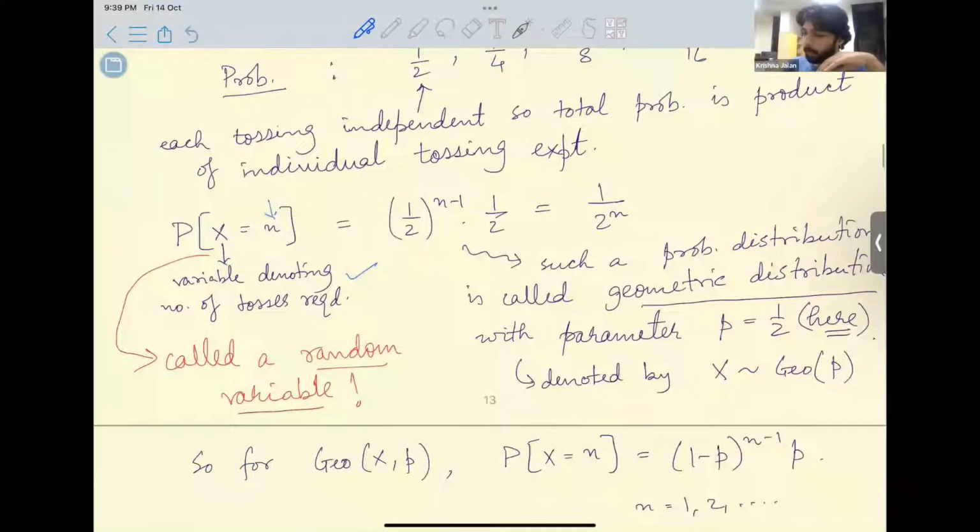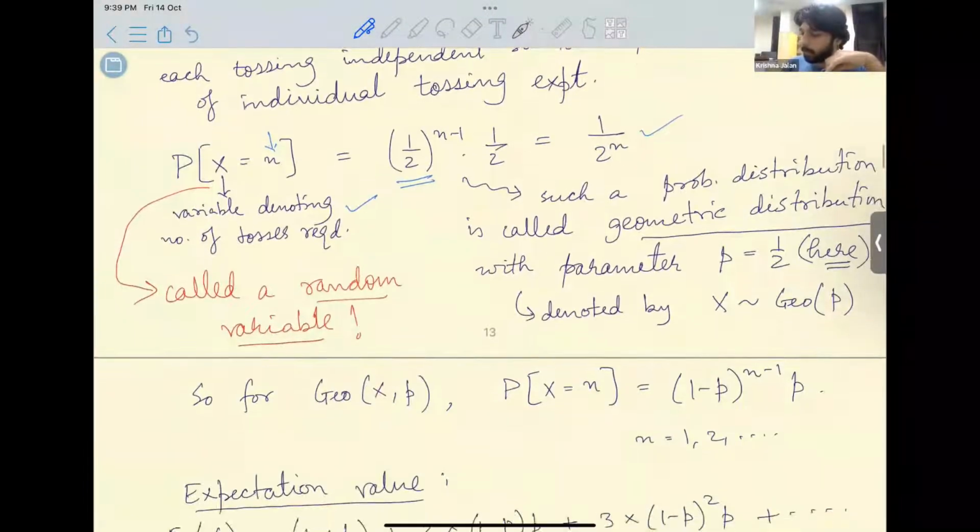So what is the probability of getting n? What is the probability that we require n tosses of the coin? First n minus 1 times you get a tail, which is half to the power n minus 1. And then on the nth, we get the head, which is half. Since they are all equal, it doesn't matter. So it's 1/2 to the power n.